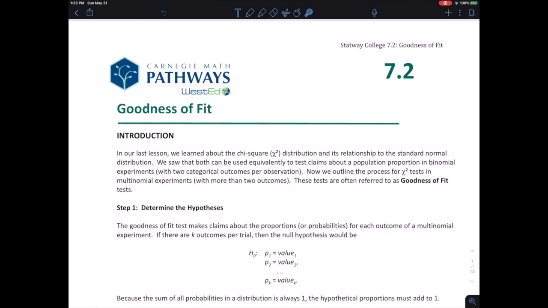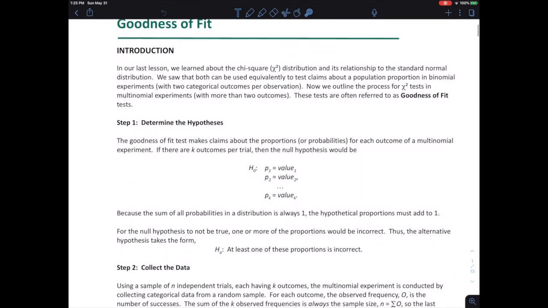Goodness of fit. In our last lesson, we learned about the chi-square distribution and its relationship to the standard normal distribution. We saw that both can be used equivalently to test claims about a population proportion in binomial experiments with two categorical outcomes per observation. Now we outline the process for chi-square tests in multinomial experiments with more than two outcomes. These tests are often referred to as goodness of fit tests. We're just trying to decide how well the observed frequencies line up with the expected frequencies, how well they fit those expected frequencies based on some null hypothesis.